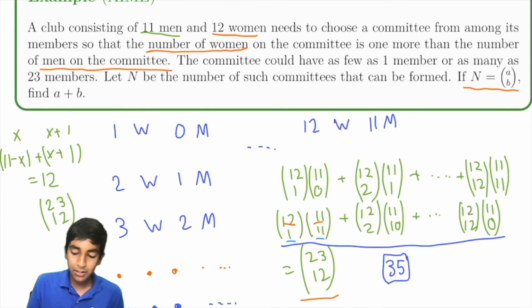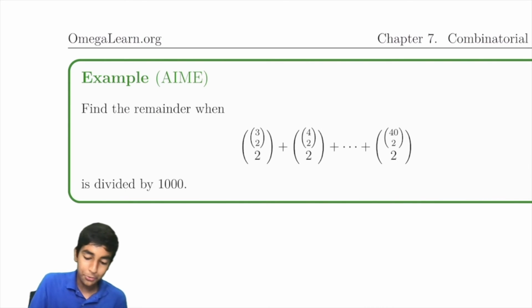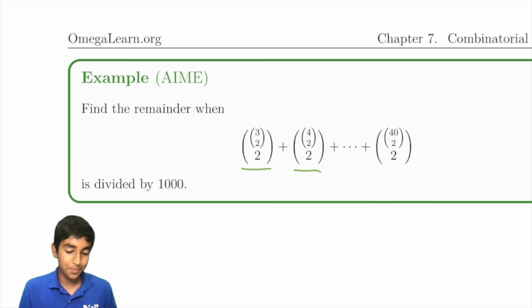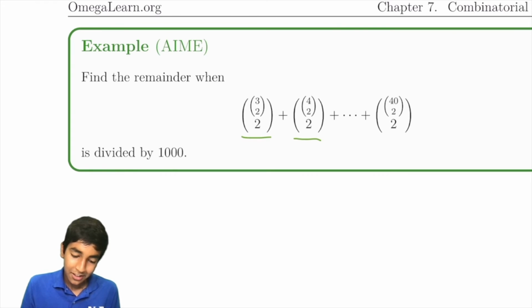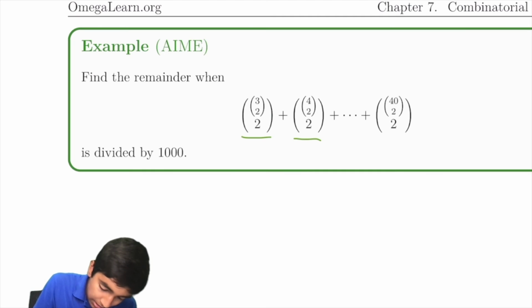And now we're about to see another powerful identity in action. Find the remainder when 3 choose 2, plus 4 choose 2, all the way till 40 choose 2, choose 2. Okay. Well, how do we express this? I mean, we're not going to evaluate each of these individually. At least I'm not going to, because that would take at least another year, maybe till the 2023 AMCs. Let's express this as a variable. Let's say we're talking about n choose 2, choose 2.